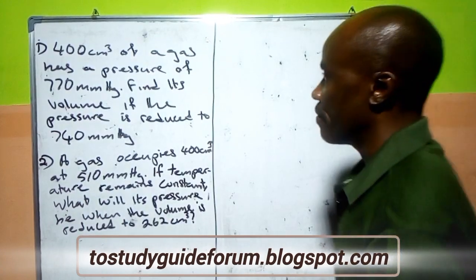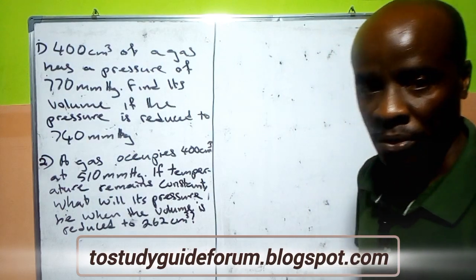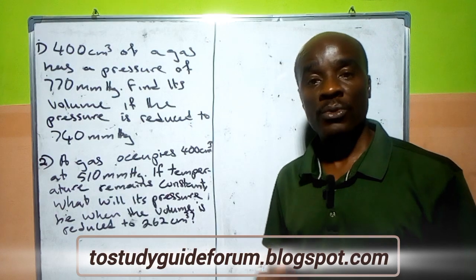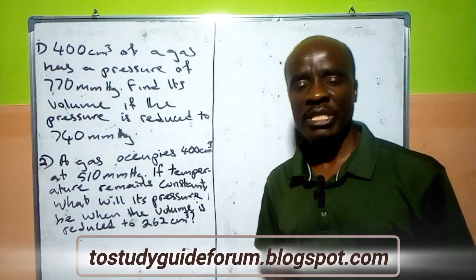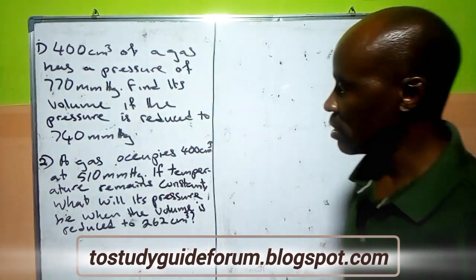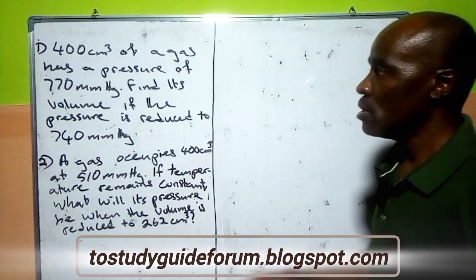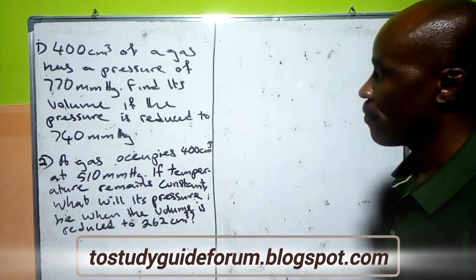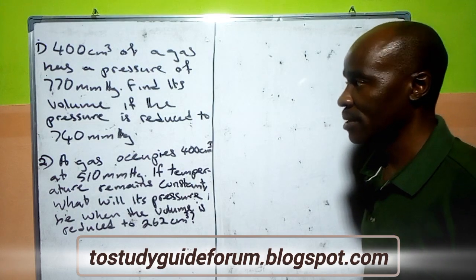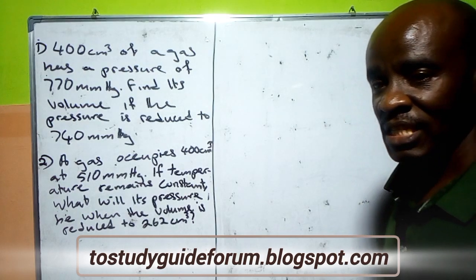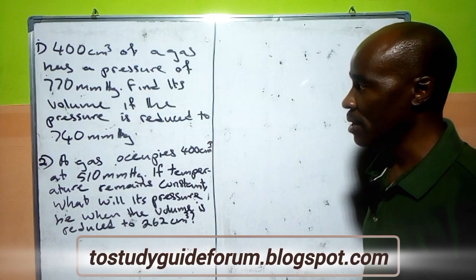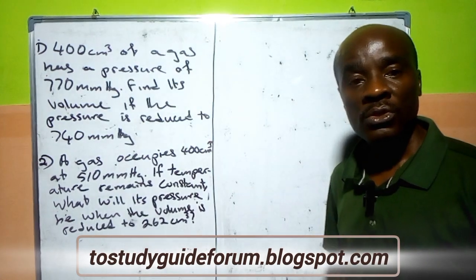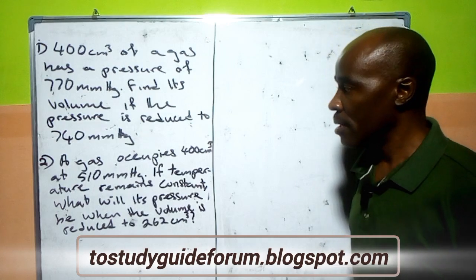So here we have questions that will help us understand this Boyle's law very well, so that we'll be able to know how to apply it, perhaps if we see it in exam, how to get each of the values given to us. The first question says 400 cm cube of a gas has a pressure of 770 millimeter mercury. Find its volume if the pressure is reduced to 740 millimeter mercury.